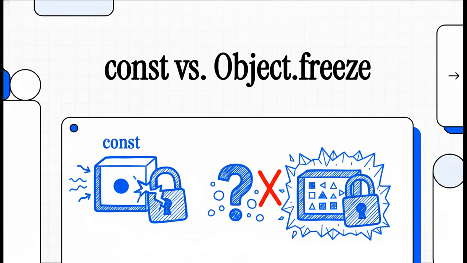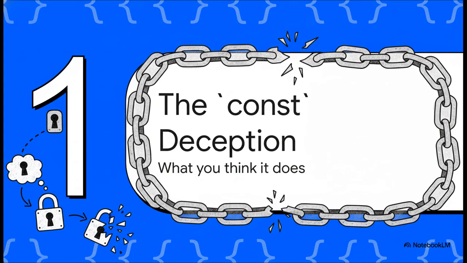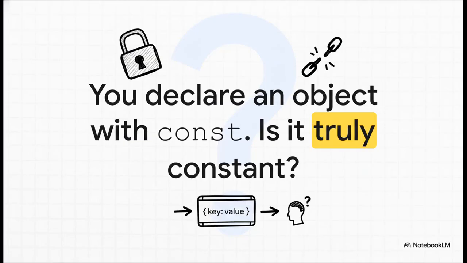Okay, let's dive in. So first up, we have to talk about what I call the const deception. You see that word const, and your brain immediately thinks constant. You assume if you declare an object with it, that thing is locked down, totally safe from changes. And hey, that makes perfect sense. But it's not actually how it works. So let's just get right to the point.